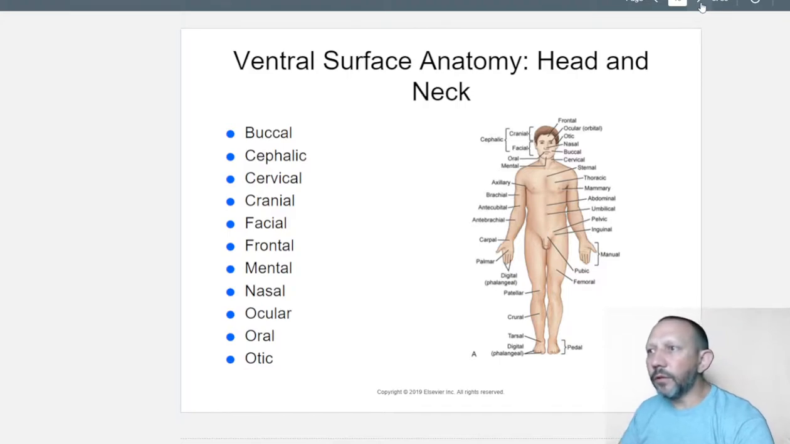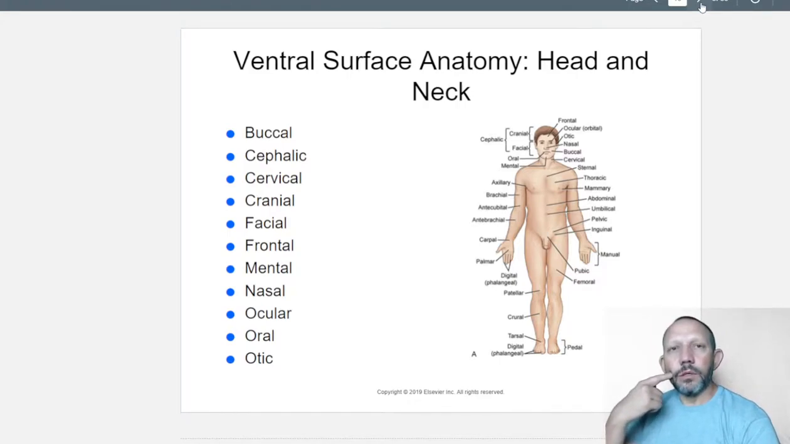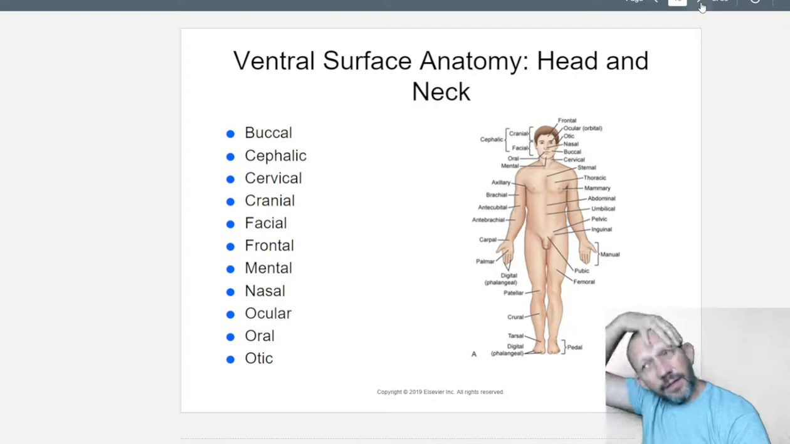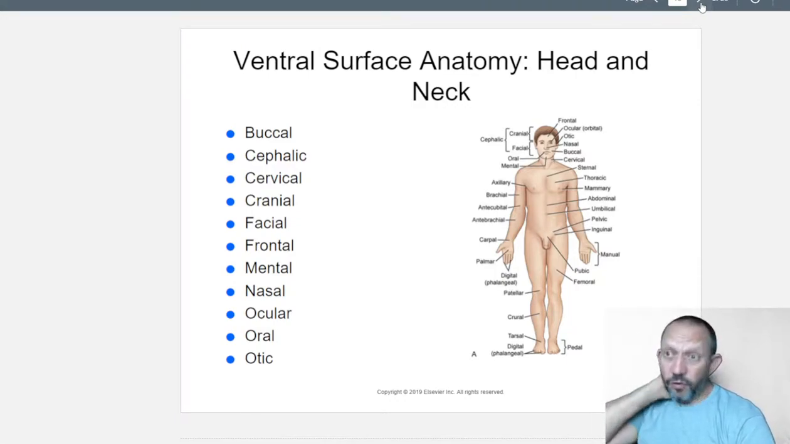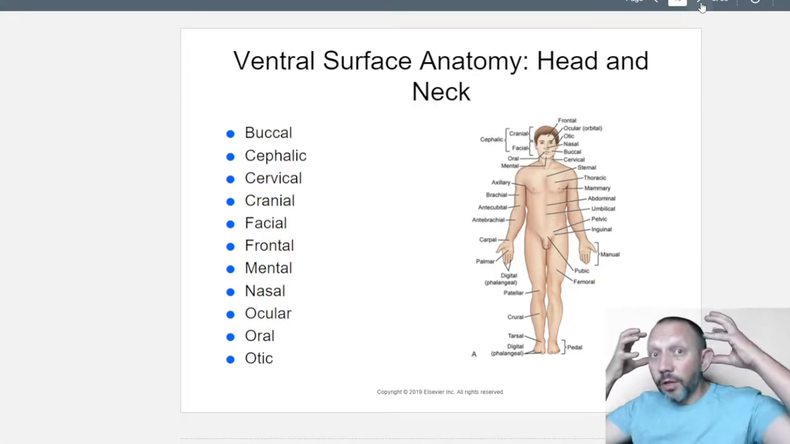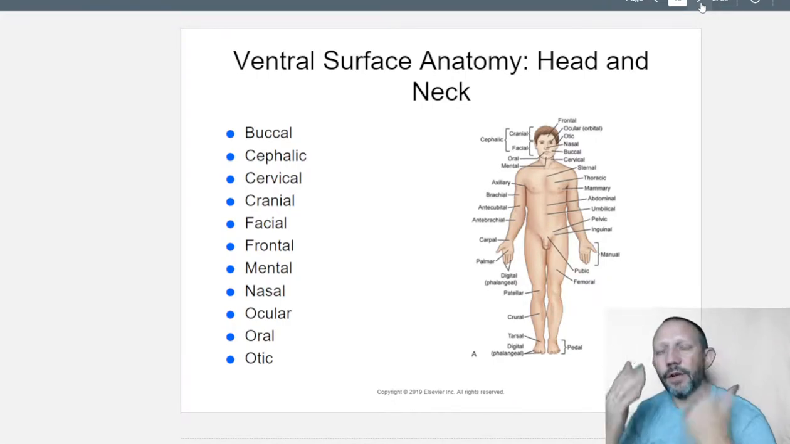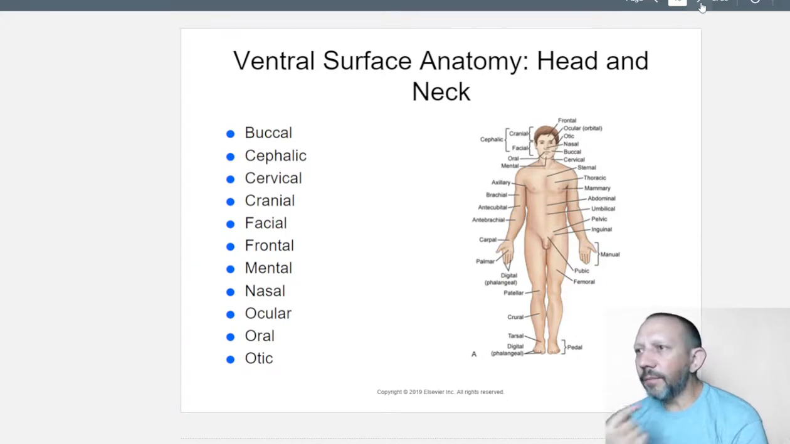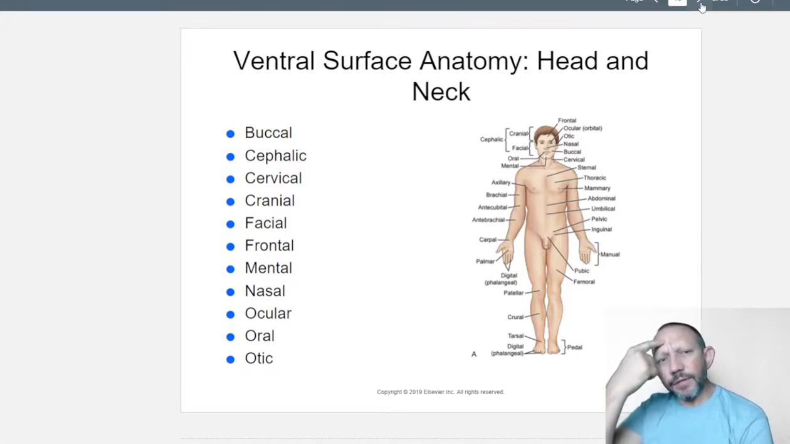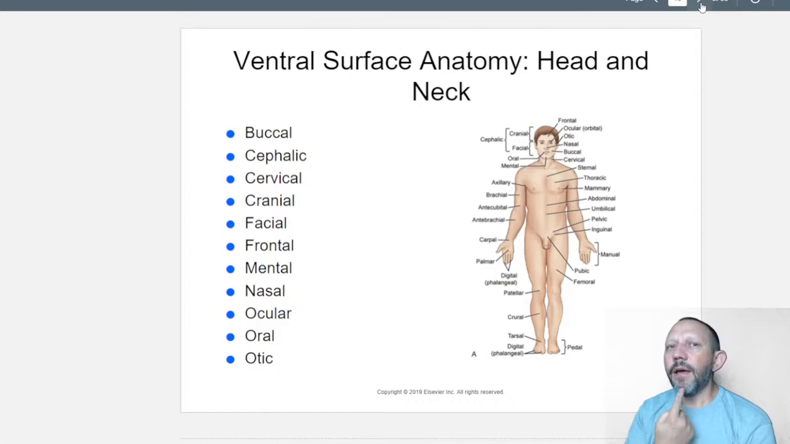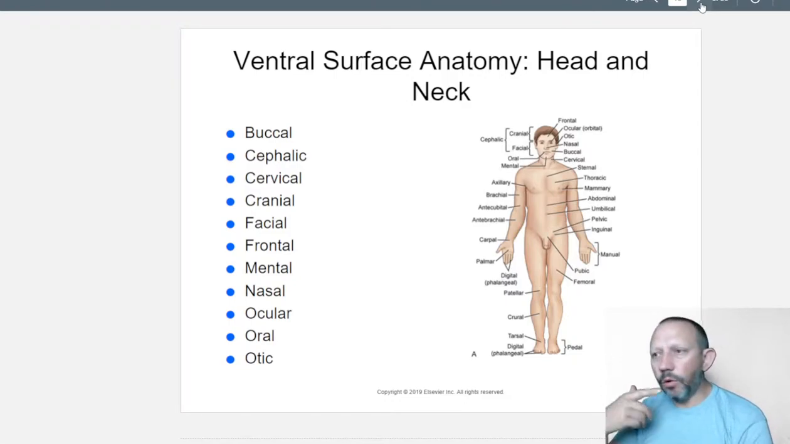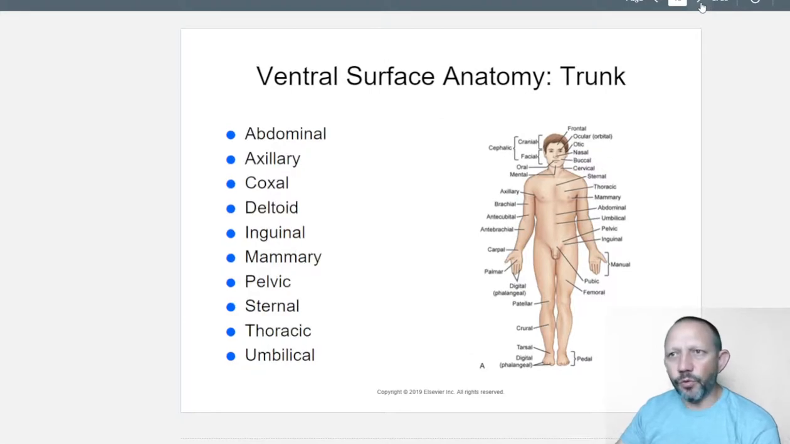Buccal, see that guy? Cephalic is the whole head. Cervical, the neck. Cranial, just the cranium. Facial, just the face. Frontal, looking at my front. Mental, see, now they have mentals here. You think, wow, mental there. That's an easy way to get it wrong on a test. Mental, you're thinking, right? The thinking guy. Nasal, easy one. Ocular, eye. Oral, mouth. You know those ones.